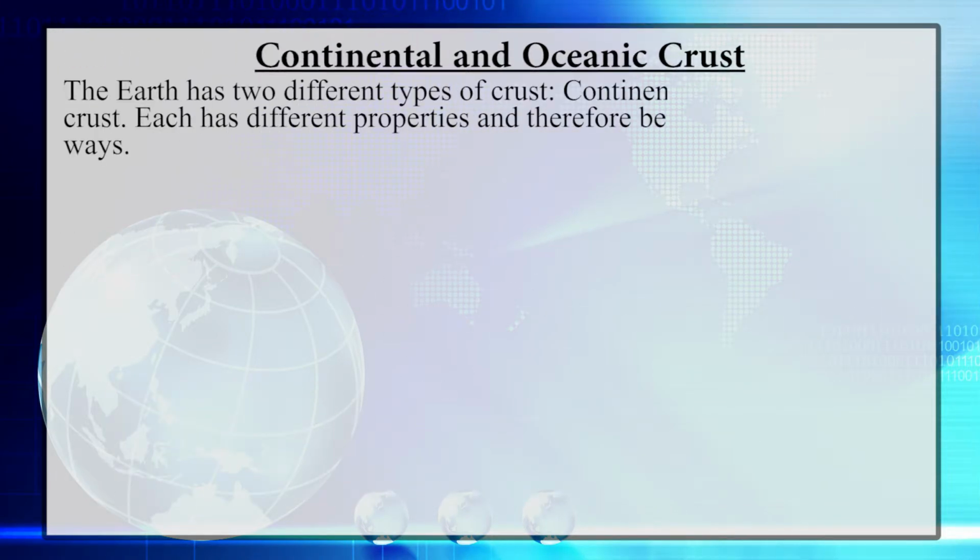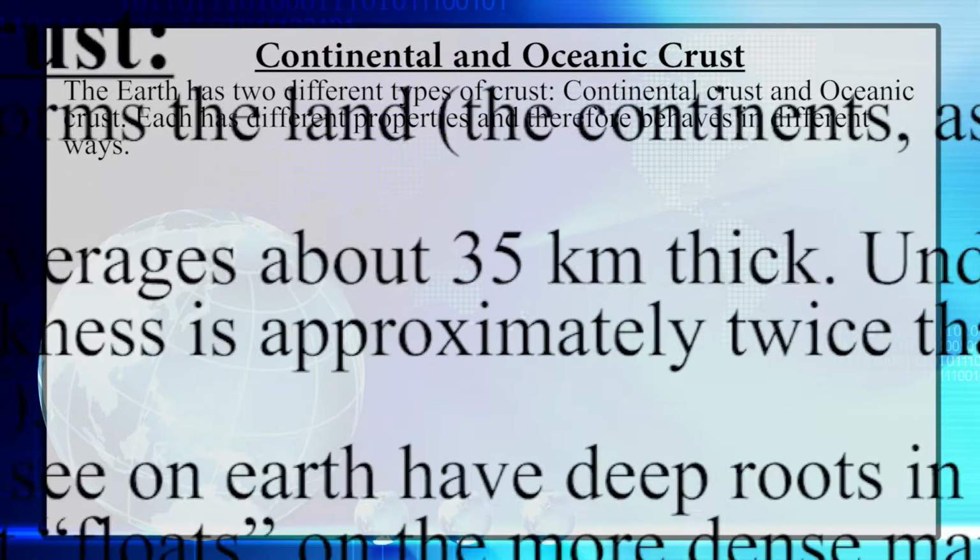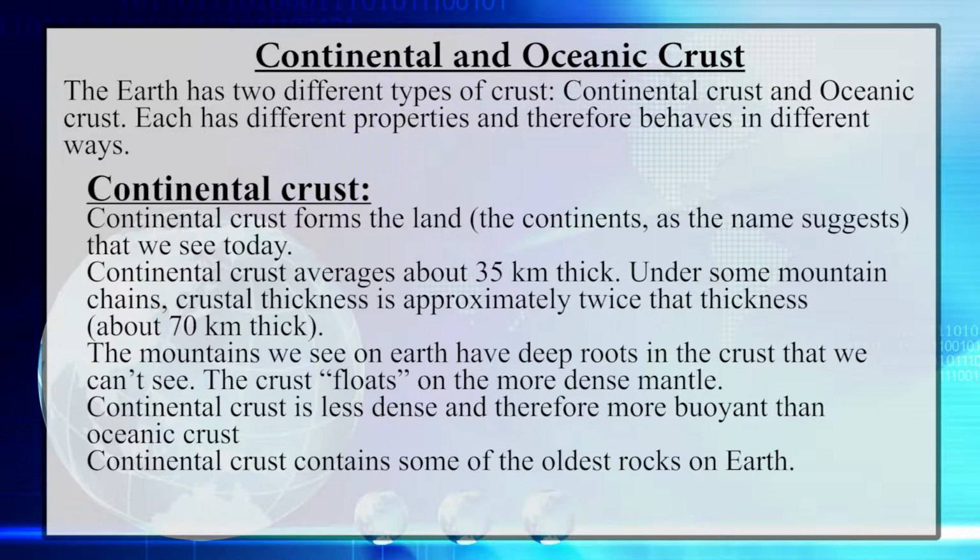Now, the earth has two different types of crust. One is continental crust and another is oceanic crust. Earth has these two types of crust and each has different properties and therefore behave in different ways. First of all, continental crust. Continental crust form the land that we see today.